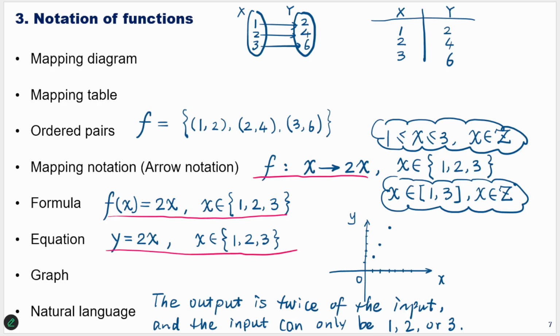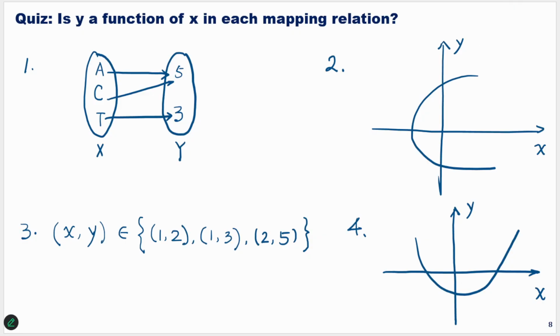Okay, so are you clear? Any questions? No. All right, next, let's have a look at a quick quiz to check your understanding. So given these 4 different diagrams, the question is, is y a function of x in each mapping relation? Y is a function of x means x is input, y is output, right? So is y a function of x in each mapping relation? When you finish, just give me a shout, okay?